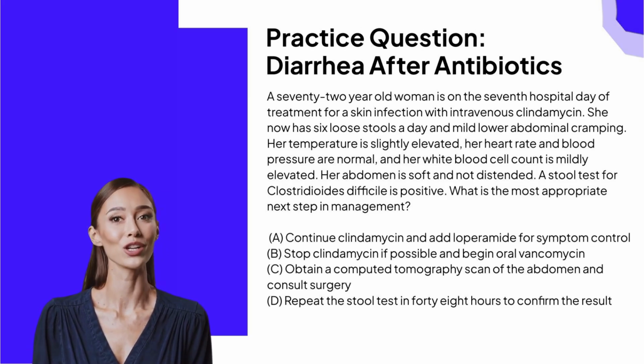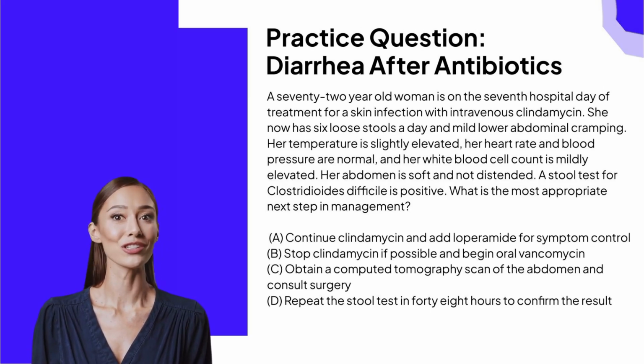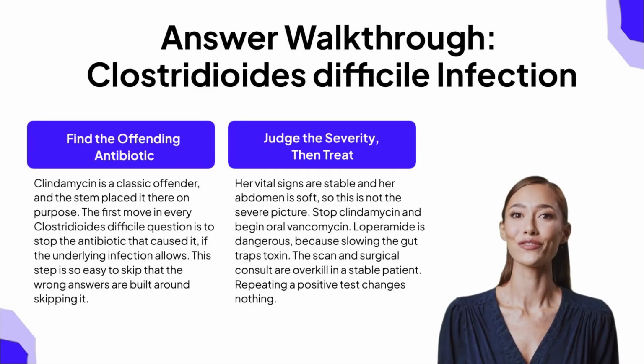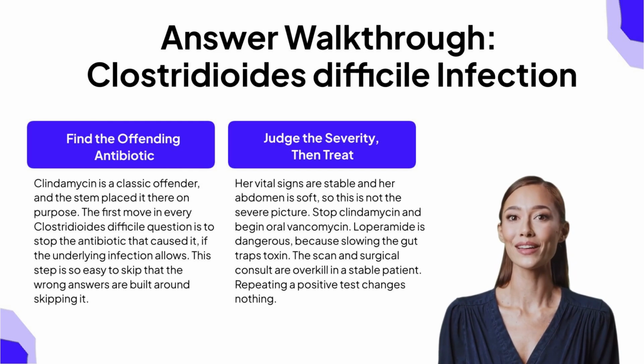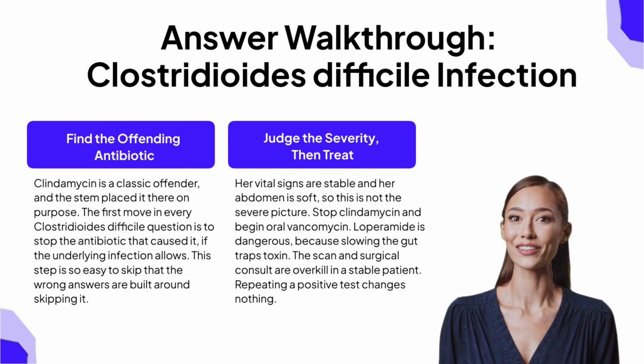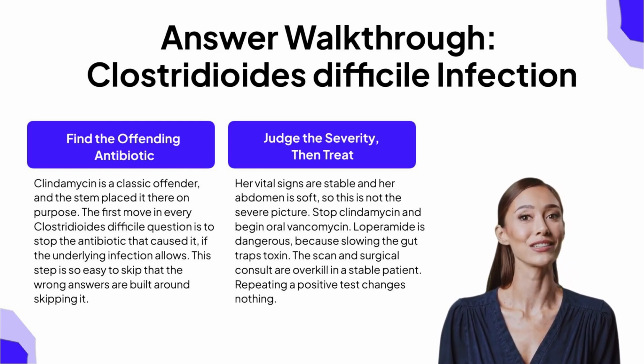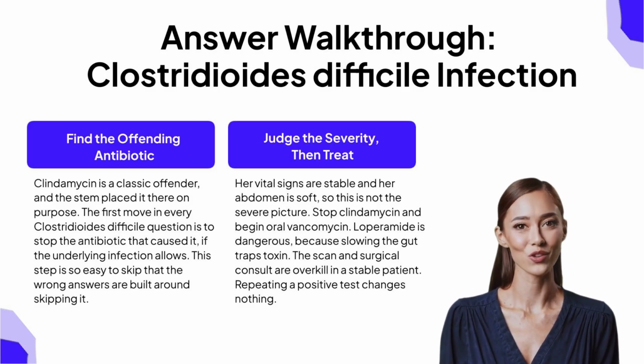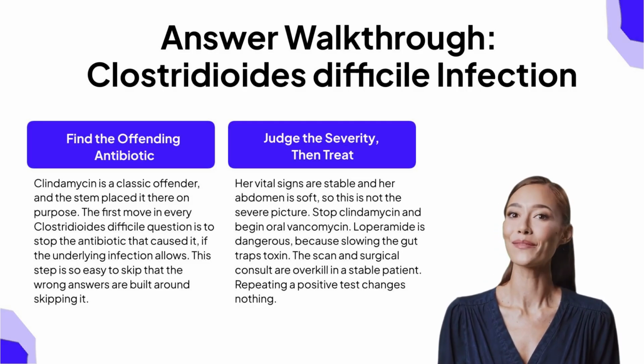2 details do the work here. Find the drug she is on and take inventory of how sick she actually is. First, find the offending antibiotic. Clindamycin is a classic offender, and the STEM did not place it there by accident. The first move in every Clostridioides difficile question is to stop the antibiotic that caused it, if the underlying infection allows. This step is so easy to skip that the wrong answers are built around skipping it.